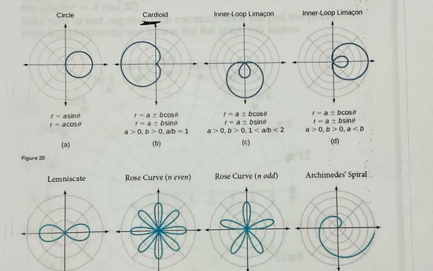Let's look at this one. Here, if A is less than B, so if they're both positive and A is less than B, that means B could be 5, A could be 4, 3, 2, 1. You're going to get an inner loop.